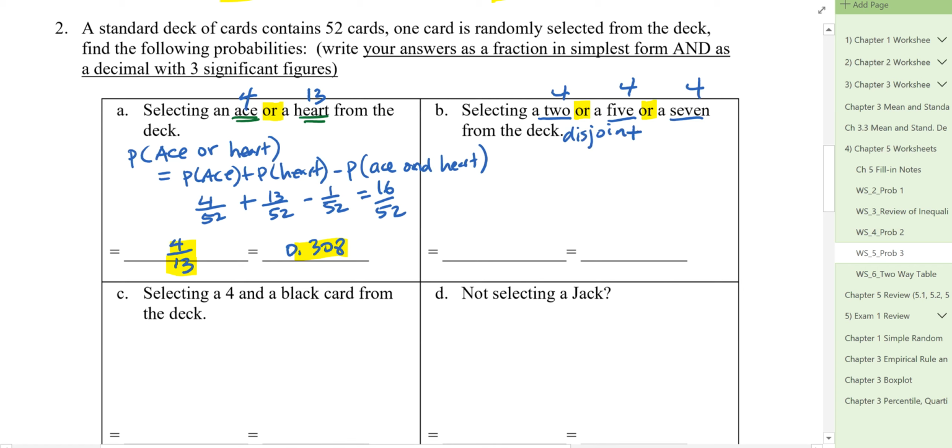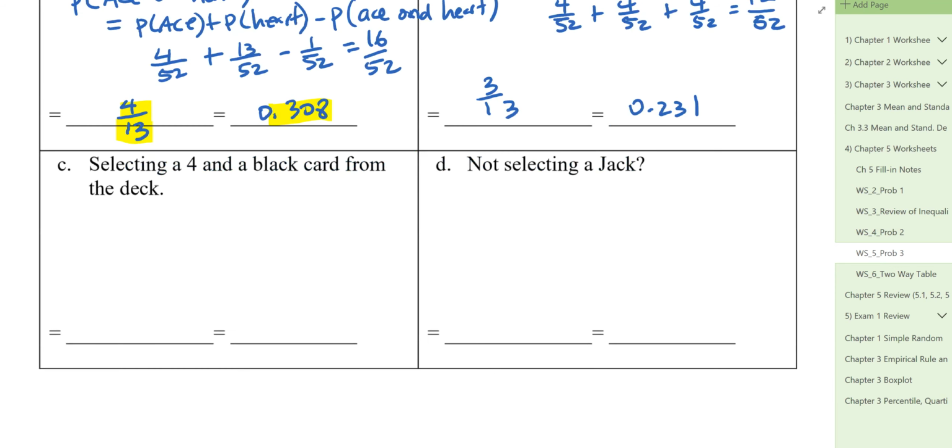Disjoint meaning the probability of the overlap is 0. The probability of a 2 and 5 and 7 is 0, so we just add them. We have 4 out of 52 plus 4 out of 52 plus 4 out of 52, which gives me 3 times 4, so 12 over 52. That reduces to 3 over 13, and in decimal form is 0.231. I suggest you pause the video and try C and D yourself.